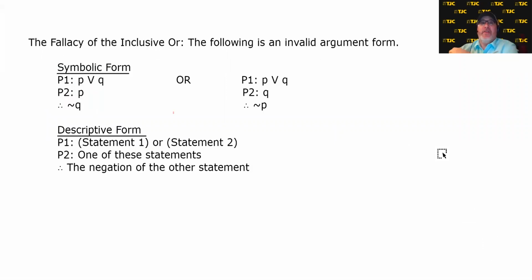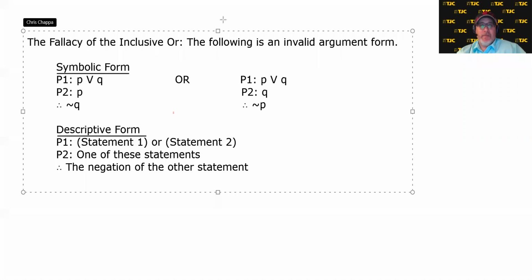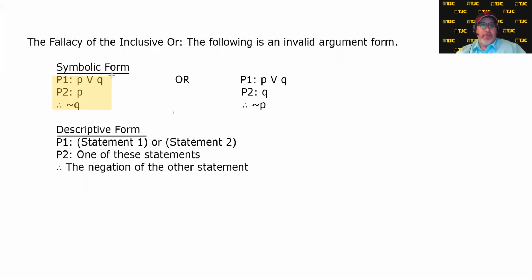To summarize, the fallacy of the inclusive or says the following is an invalid argument form. Symbolically, there are two versions of it. I'm not going to highlight all the individual pieces. I am going to move stuff around accidentally. But both of the symbolic forms say the same thing. Your first premise is a disjunction, an or statement. Your second premise is half of that or statement. The conclusion is the negation of the other half, which is precisely what this descriptive form says.